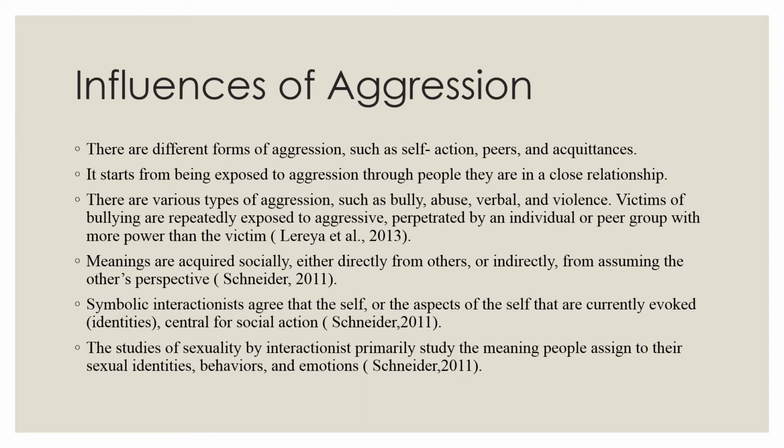Also, there are various types of aggression, which are bullying, abuse, verbal aggression, and violence, which shows that victims of bullying are repeatedly exposed to aggression by individuals or peer groups with more power than the victims. It also goes from our self and the way we identify who we are, and also what goes through our central nervous system from social actions. It also means that people are assigned to their sexual identities and their behaviors and emotions.